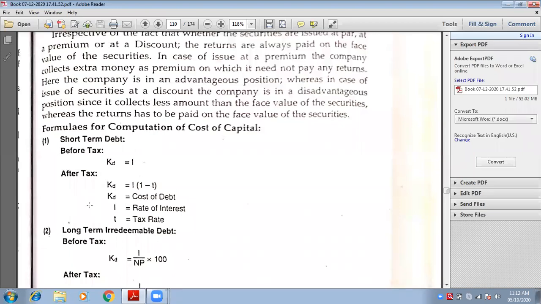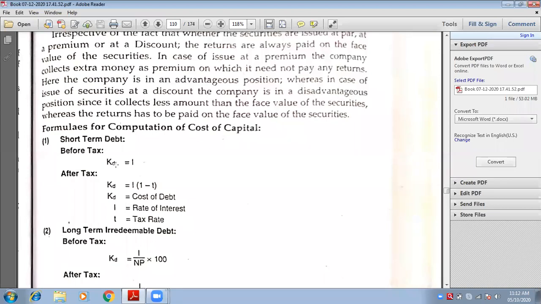Now see, first before tax, we pay the cost of debt. What is paid to debenture holders becomes my cost. What we pay to bond holders becomes my cost. What we pay to persons who give us loans becomes my cost. So that is known as KD.